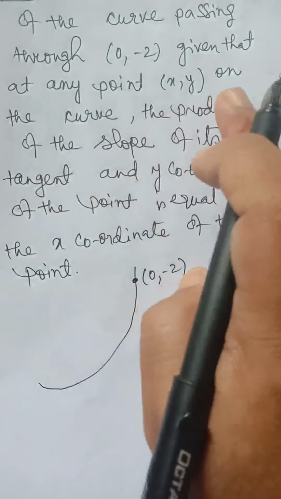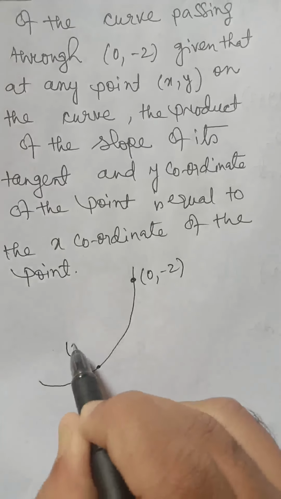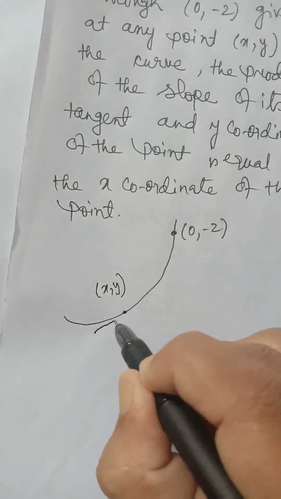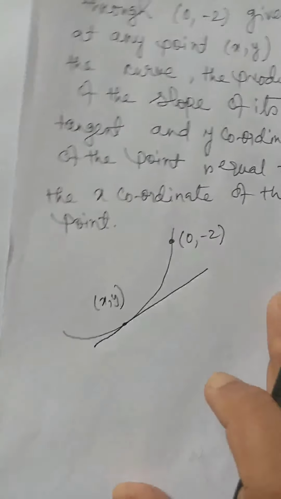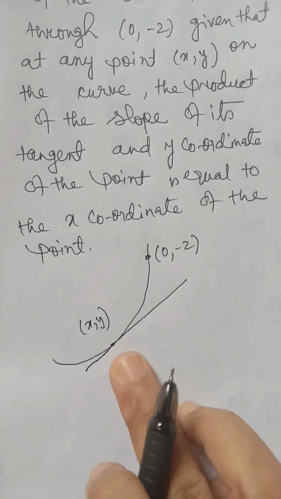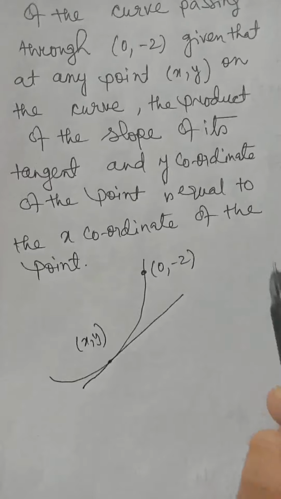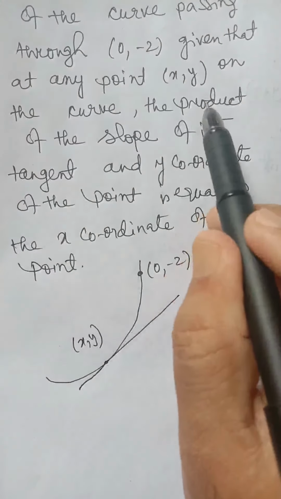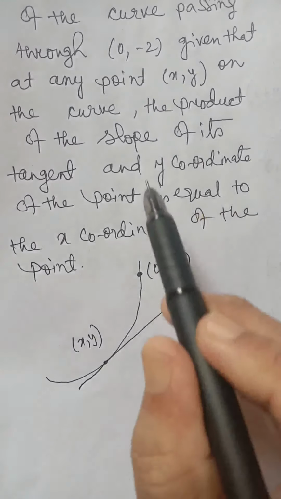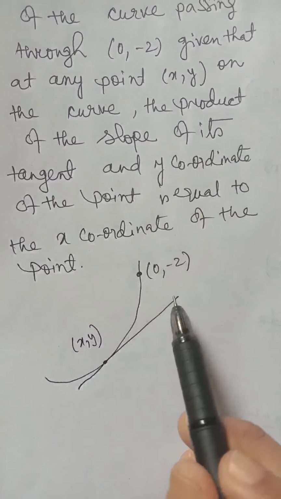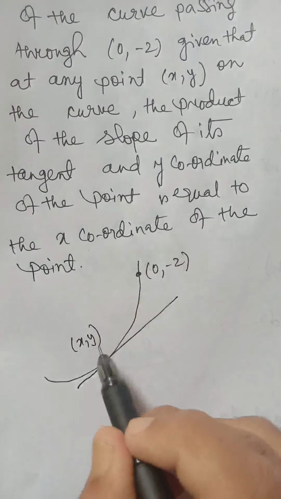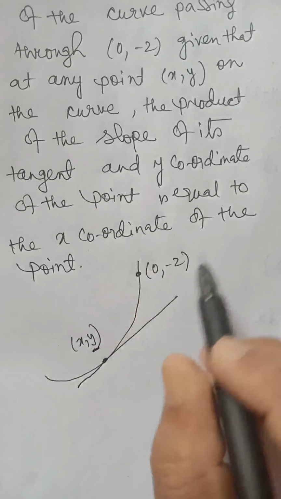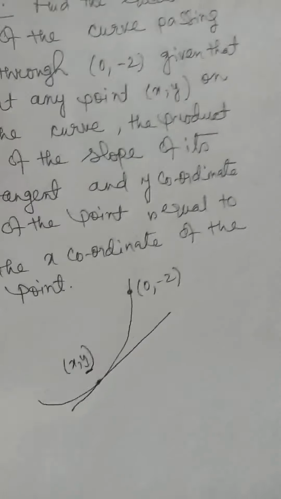Given that at any point (x, y) on the curve, suppose (x, y) is any point on the curve, at the point (x, y) a tangent is drawn. The product of the slope of this tangent and the y coordinate of the point, which is y, is equal to the x coordinate of the point.